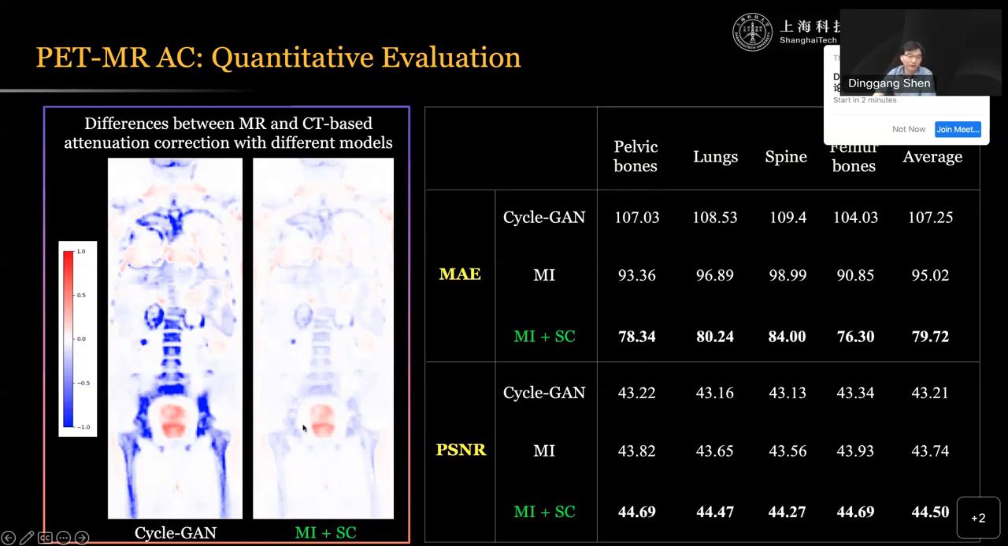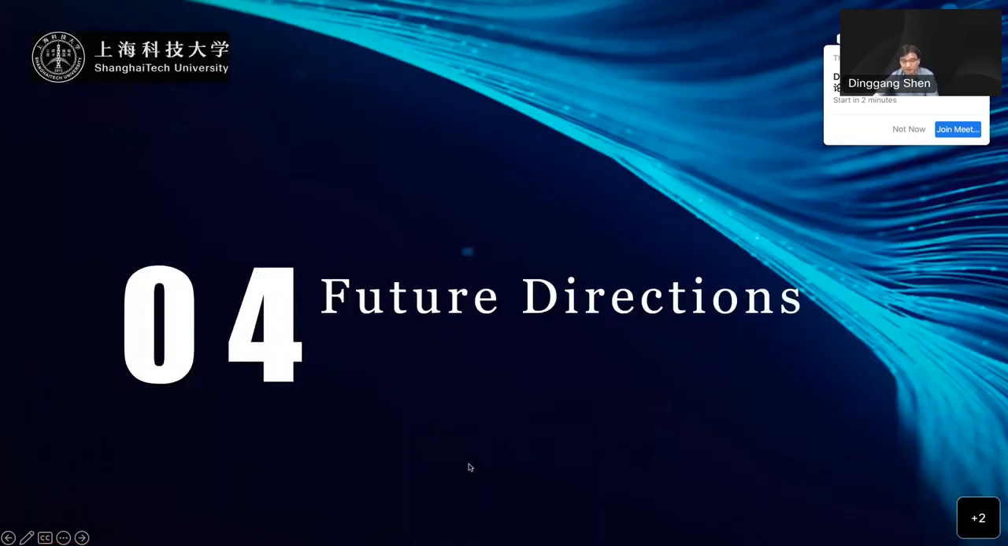Of course, you can see clearly in the difference map that you see less red and blue here. Blue and red mean that, compared to the original images, you have more difference. So here I just want to demonstrate that using mutual information plus shape contrast in the CycleGAN, you can actually produce a better result.